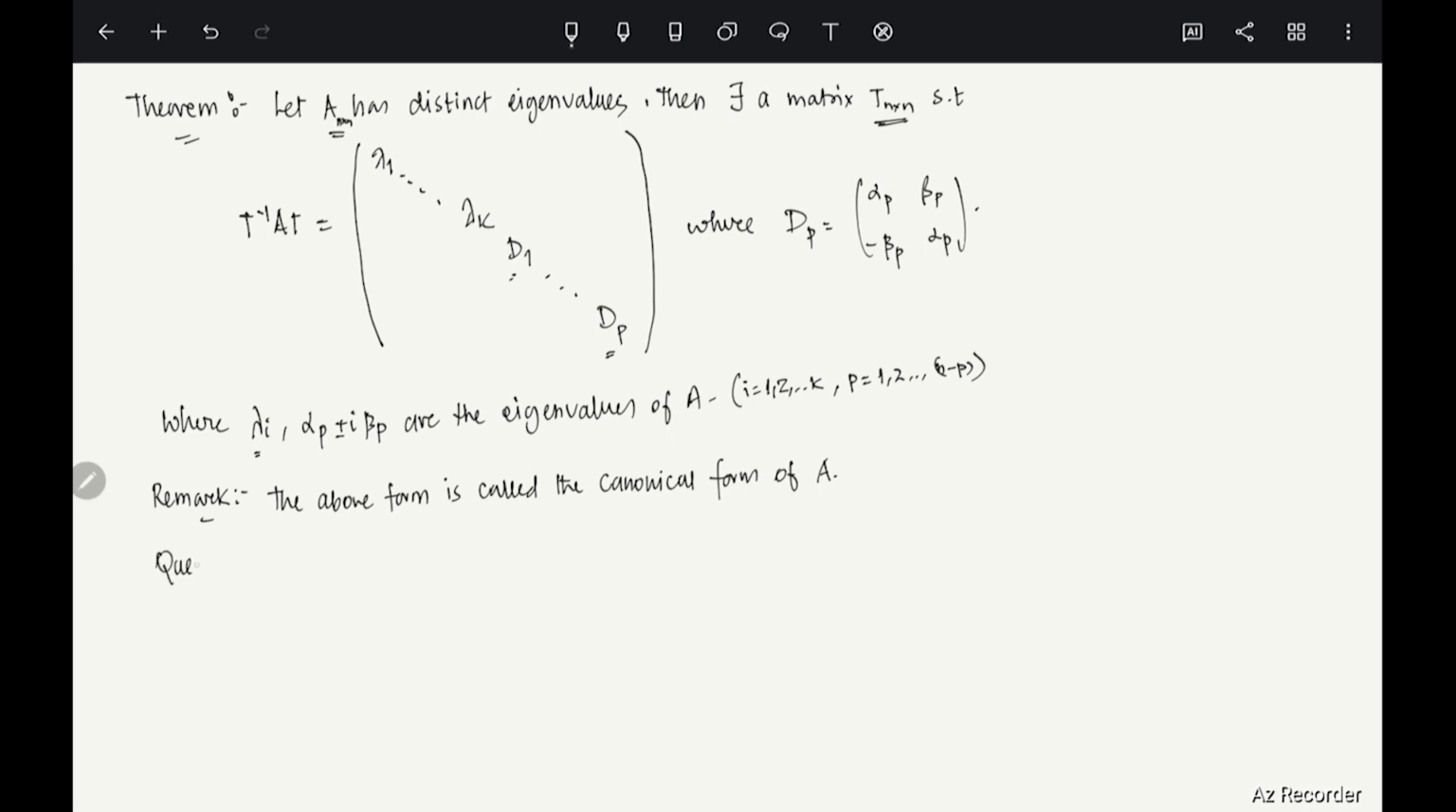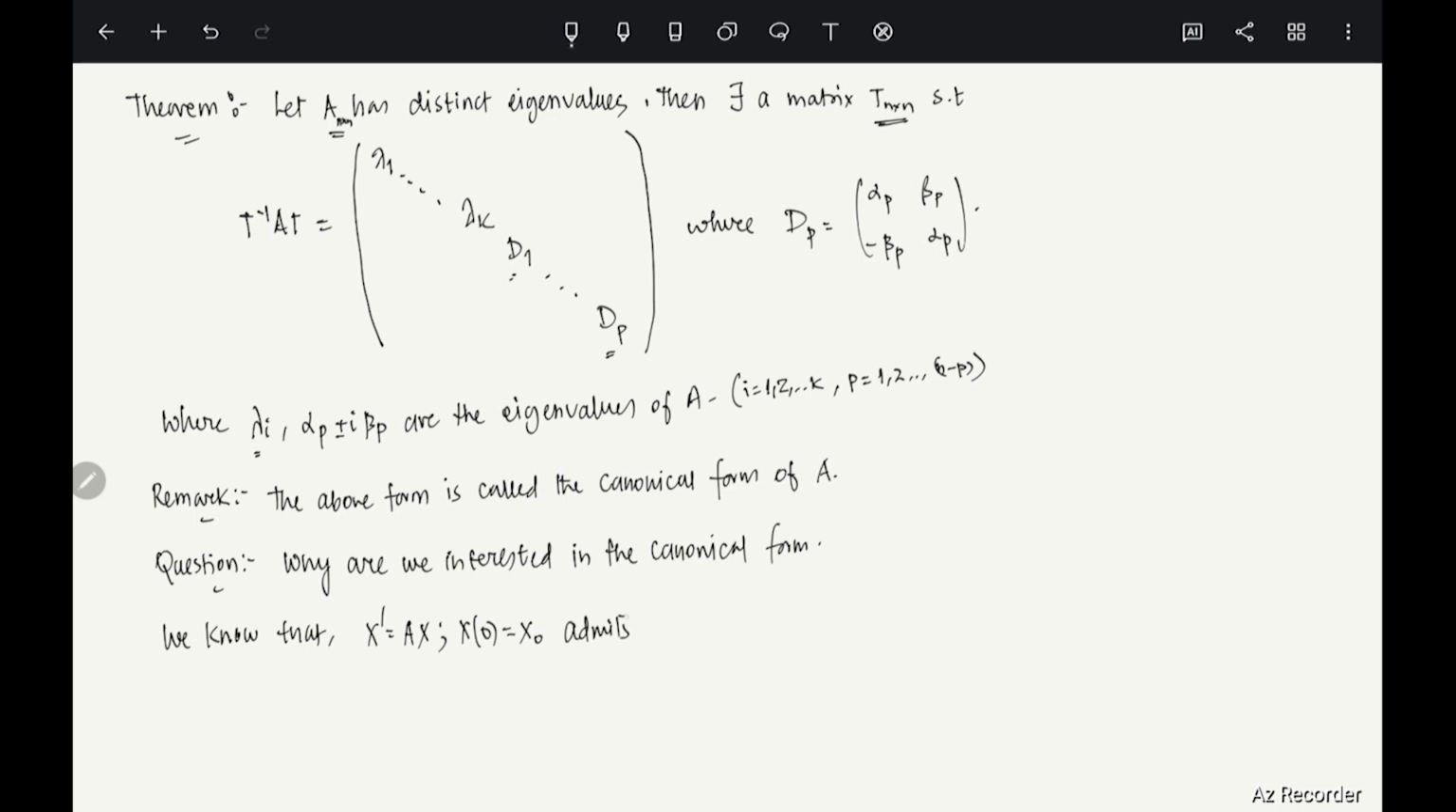Now the question is this: why are we interested in the canonical form? We already know that x prime equals A x and x(0) equals x naught. Let's look at this equation. This equation admits a unique solution, and the unique solution is given by x(t) equals e to the power At times x naught. This holds for all t in R.